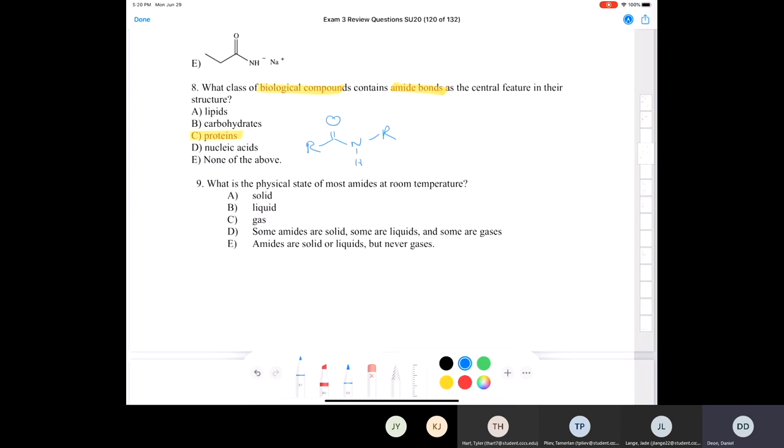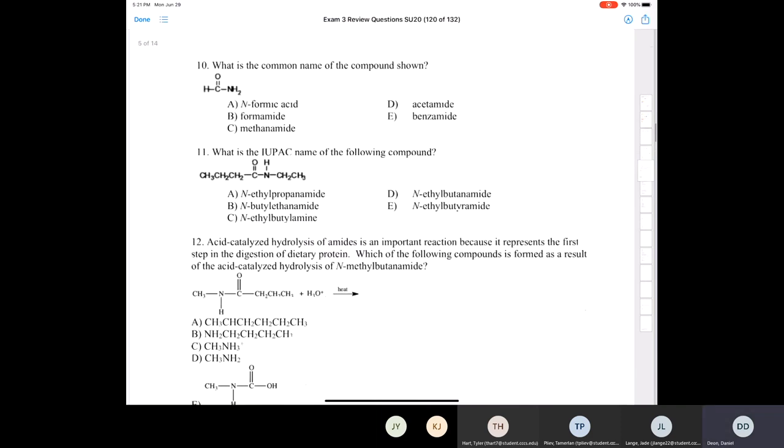What's the physical state of most amides at room temperature? Who can tell me the answer to that one? It's something that's mentioned in one of the slides kind of briefly, but it does go over it. Yeah, most amides are solids at room temperature, as a matter of fact. So we'll put that amides are solids at room temperature. Okay, move on from there.